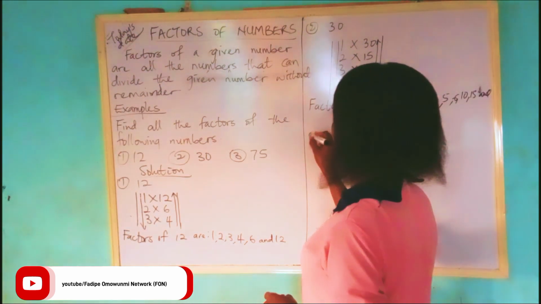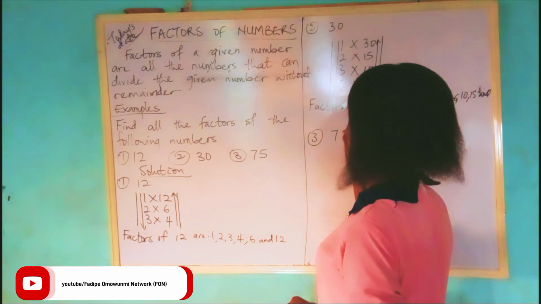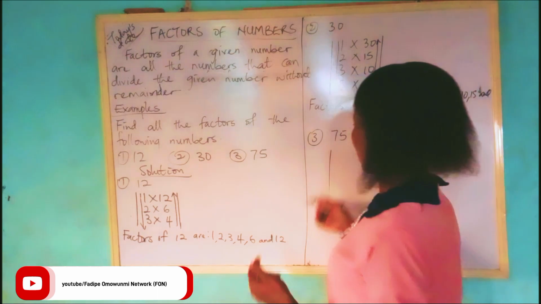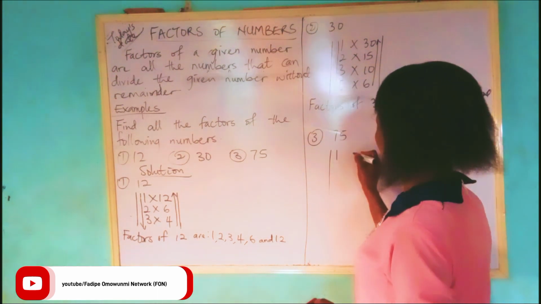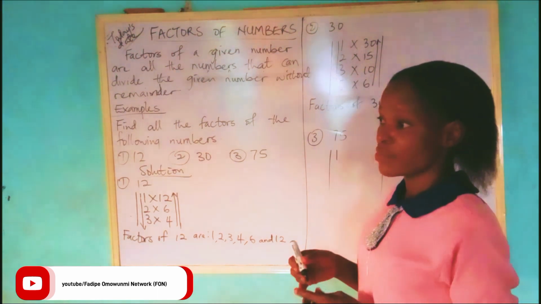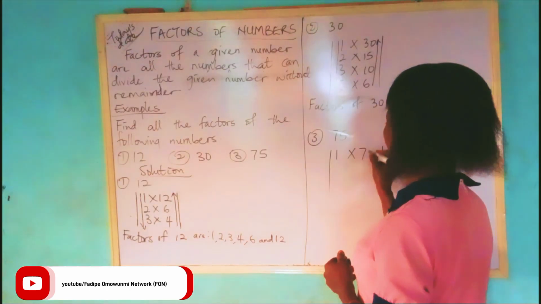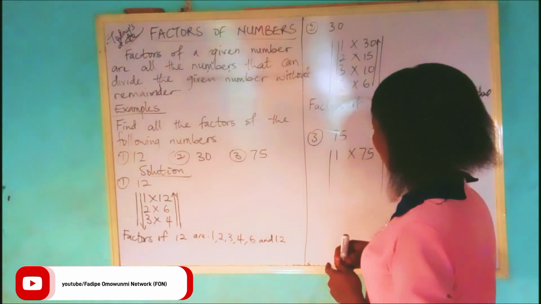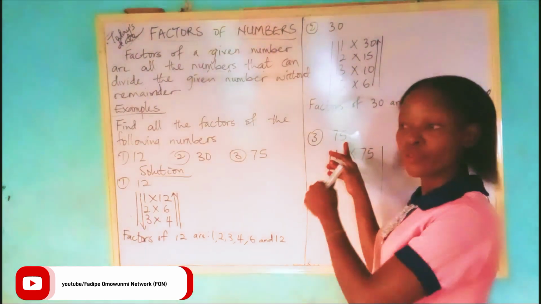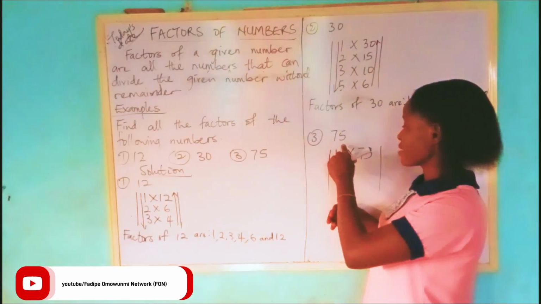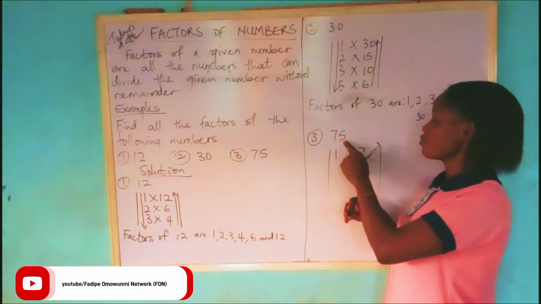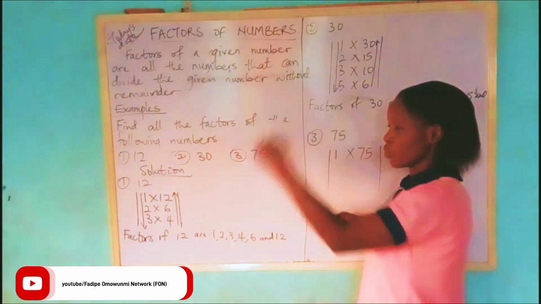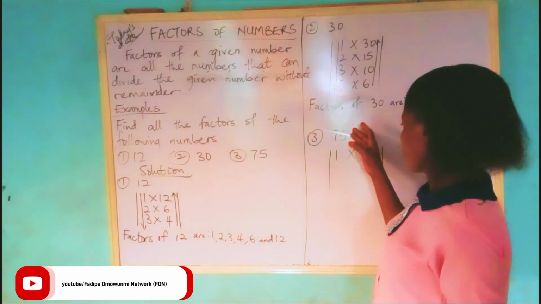Now let's go to the third one, which is 75. Factors of 75. We are doing it the same way. 1, I've told us 1 times this number will give us that number back, and 1 times 75 is equal to 75. Can 2 divide? 2 cannot even divide. You're supposed to know. In your primary classes, you must have been told that any number that is ending with 5, 2 cannot divide such a number. So we know 2 cannot divide.